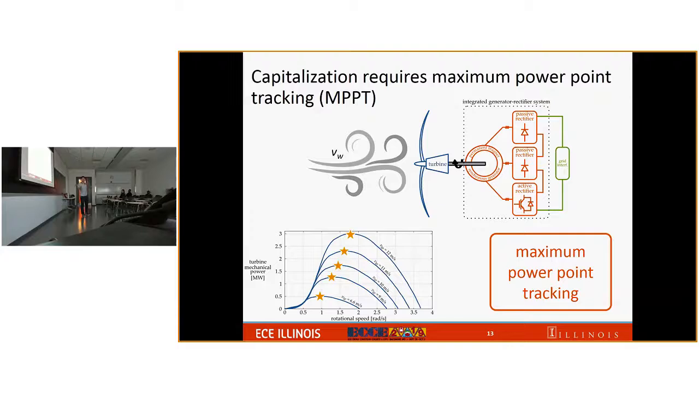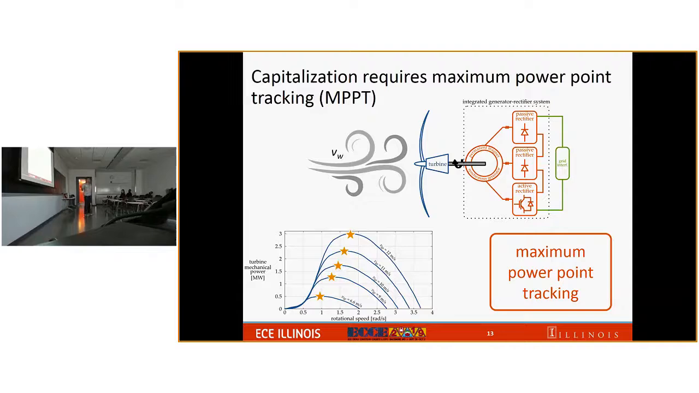So for example, for the wind turbine we are considering, if the rotational speed is about 1.7 radian per second, considering a wind speed of 12 meters per second, the output power will be at 3 megawatt, which is the maximum power. If it spins a little bit faster, then the power will reduce. Or if it spins a little bit slower, then the power will reduce as well. But the wind turbine doesn't automatically just rotate at the maximum power point.